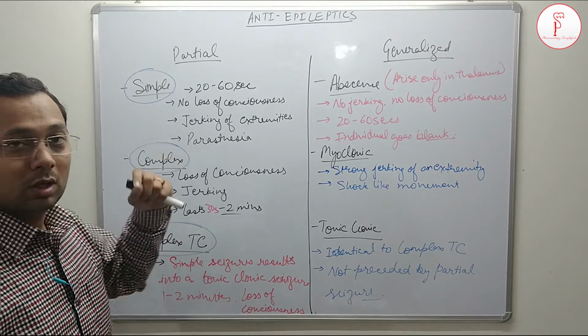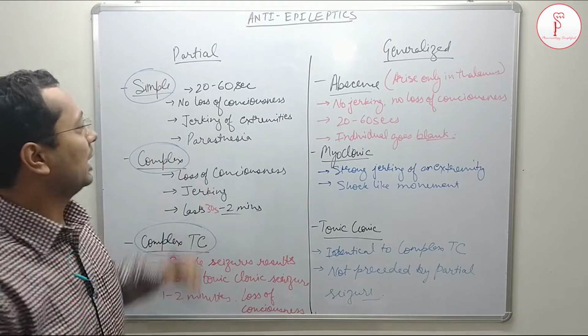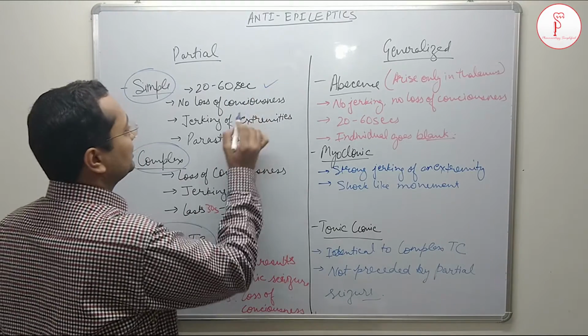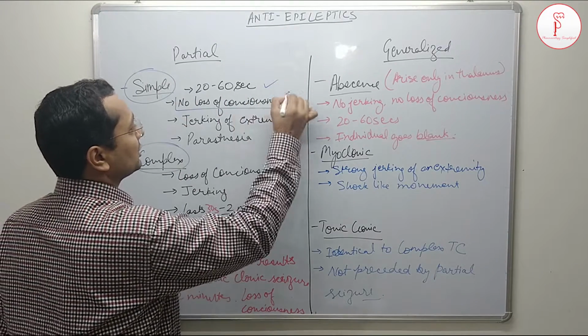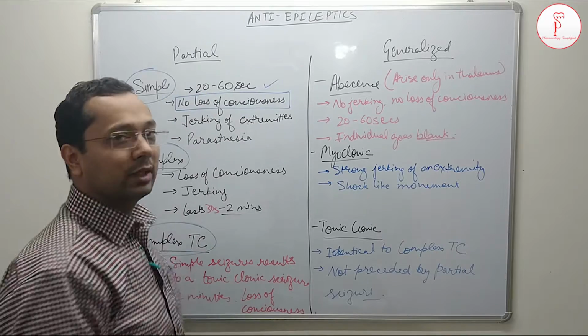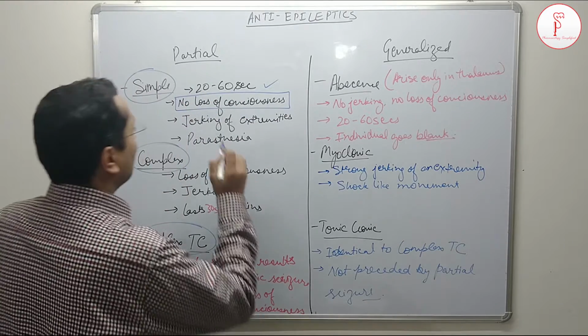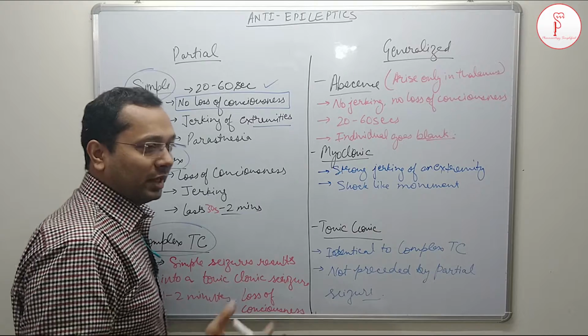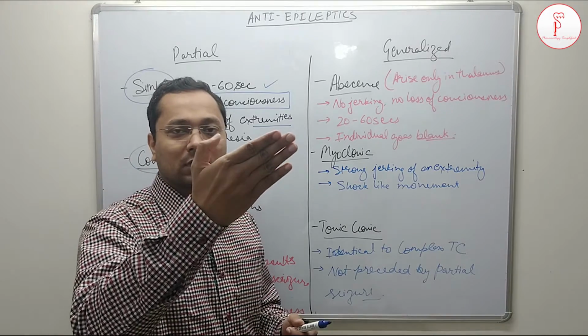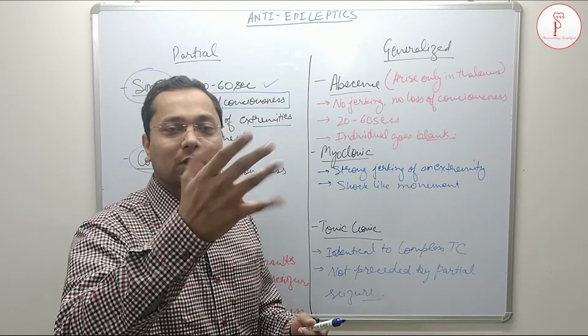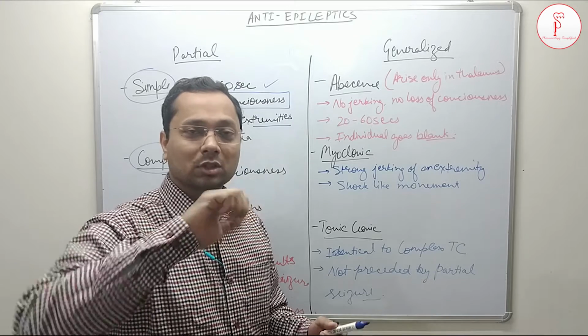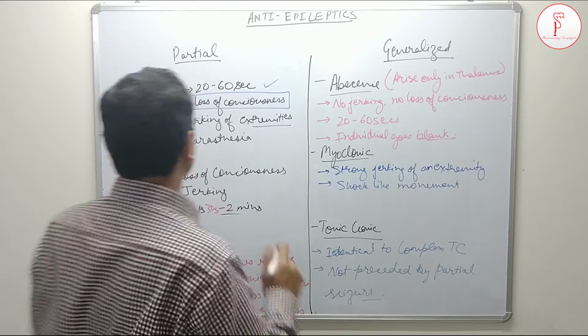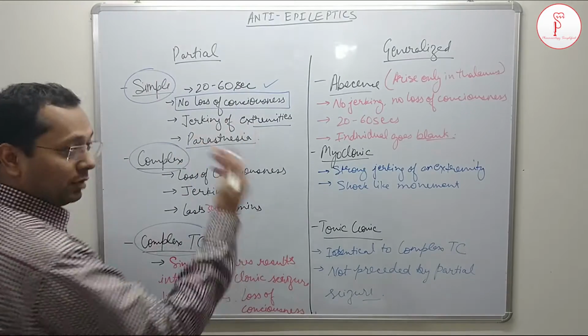So in simple, what happens? The episode lasts only for 20 to 60 seconds. There is no loss of consciousness. This is the key feature that differentiates it from every other. There is jerking of extremities. Usually it happens in the thumb or the fingers, which will start to jerk. They will show jerky motions. The motions will not be smooth. And paresthesia will be there.